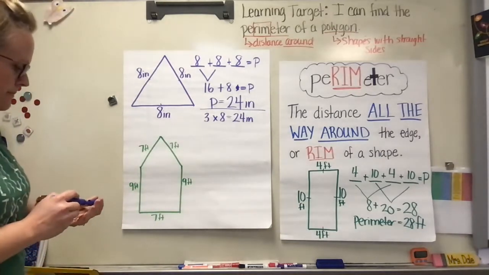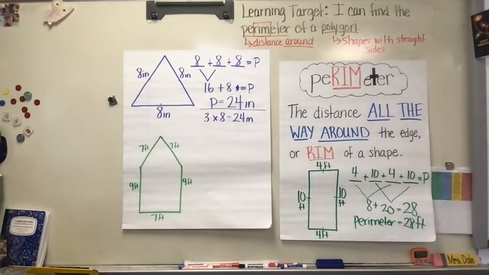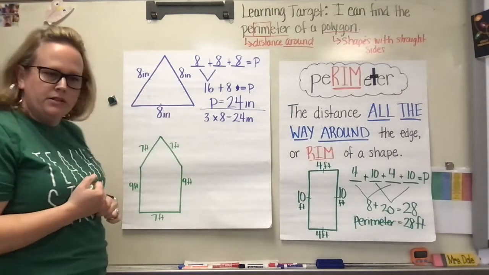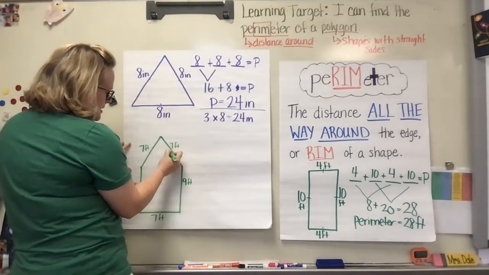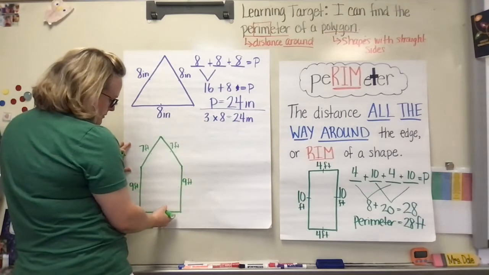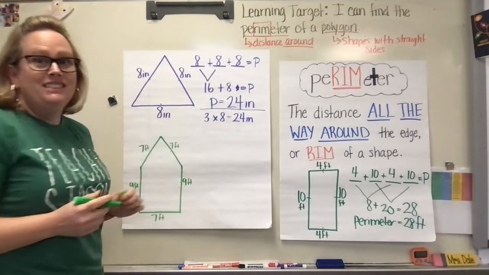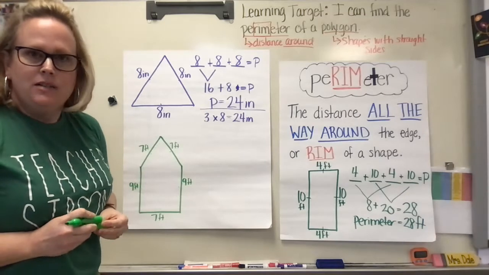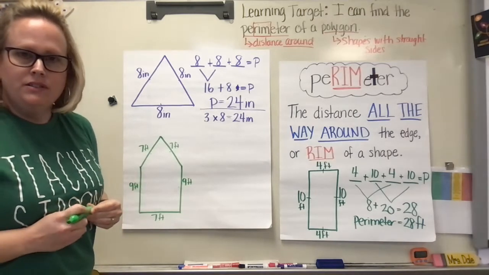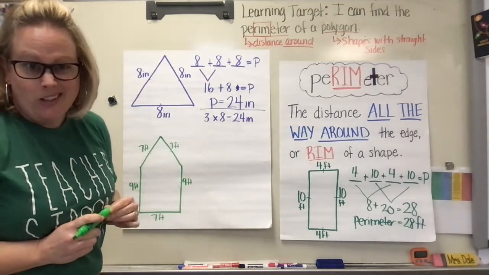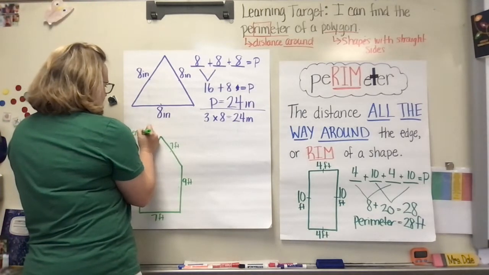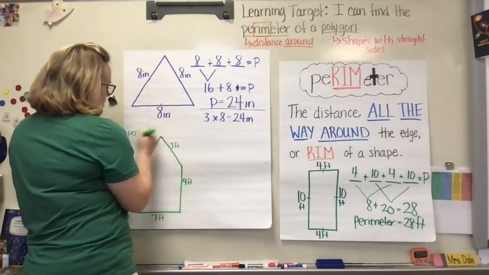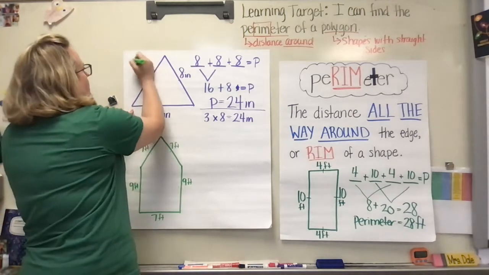All right, let's look at this one. How many sides does this polygon have? Show me with your fingers. Let's see. 1, 2, 3, 4, 5. This has 5 sides. Does anybody know what a polygon with 5 sides is called? It's called a pentagon. Yeah, this one's a pentagon. We're going to talk more about that later, but this is a pentagon. This one was a triangle, of course.